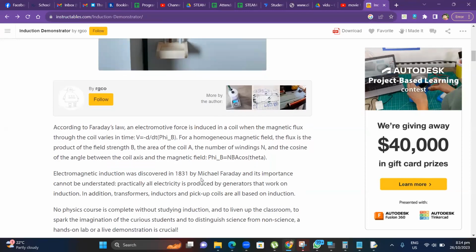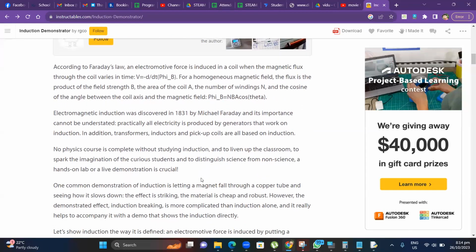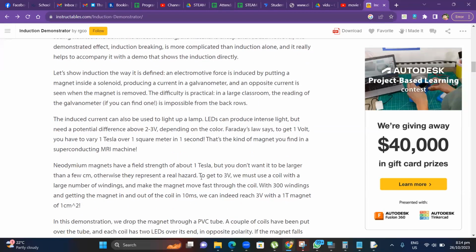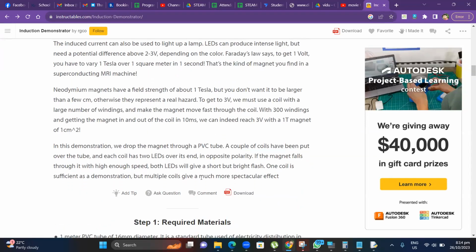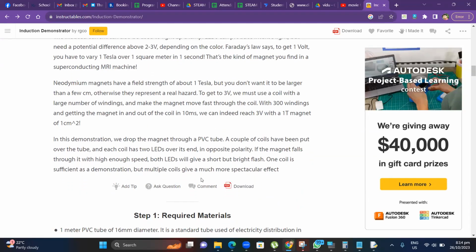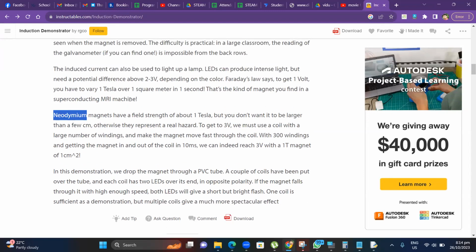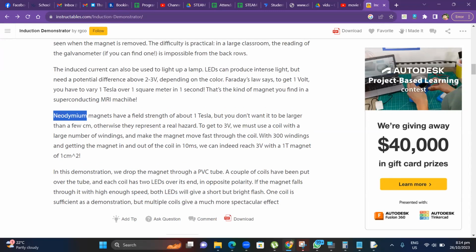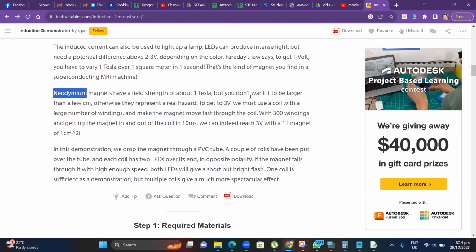Let's see this. Then you can understand, right? Here, no need to read all these things. Basically, it's better if you can use a neodymium magnet, right? Neodymium magnets are so powerful. You can use a neodymium magnet because it basically has very good power. But you don't want it to be larger than a few centimeters, otherwise it presents a real hazard.